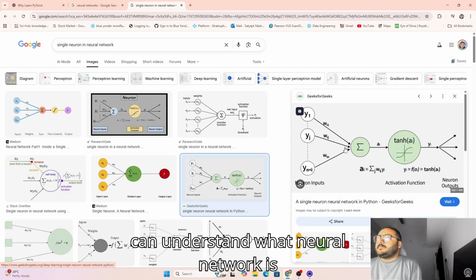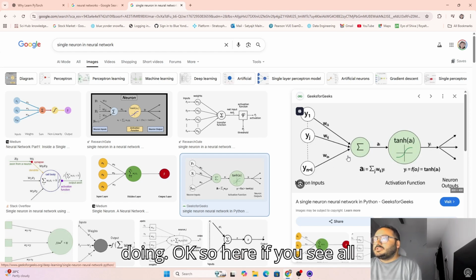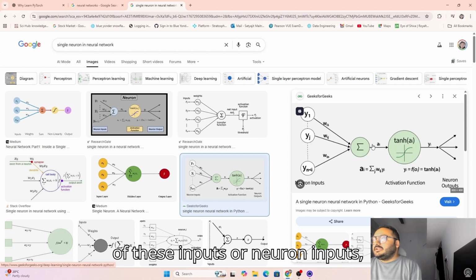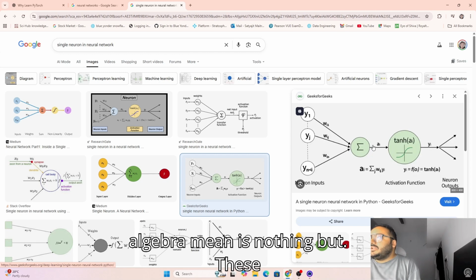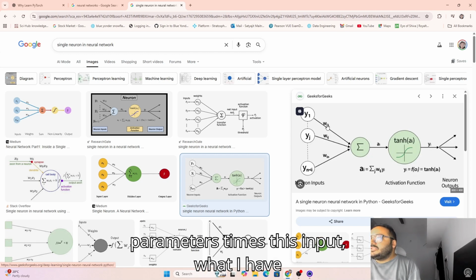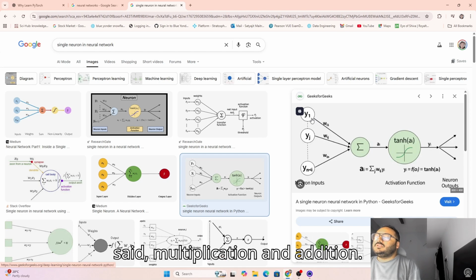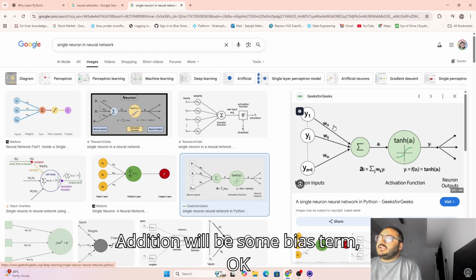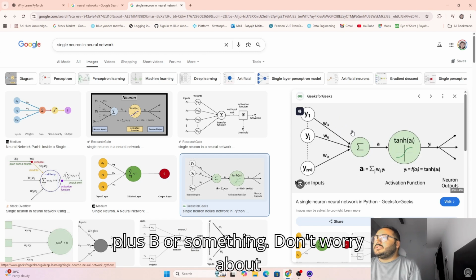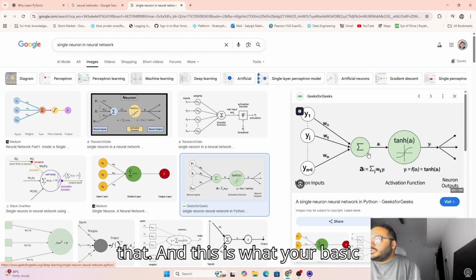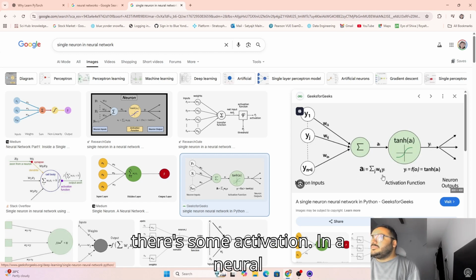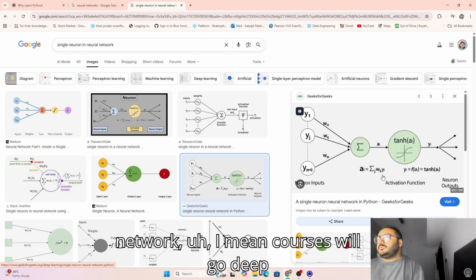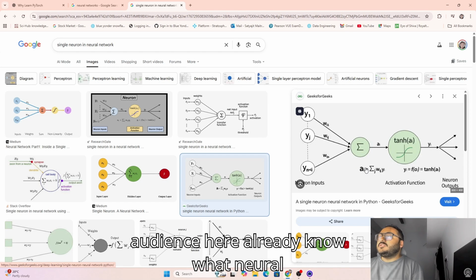Here, all of these inputs or neuron inputs basically go here, and some linear algebra happens here. Linear algebra is nothing but these parameters times this input, which is multiplication, and addition, with some bias term, plus b or something. Don't worry about that, and this is what your basic neuron does. Now what this activation means, neural network courses will go deeper, because I'm assuming most of the audience here already knows what a neural network does.